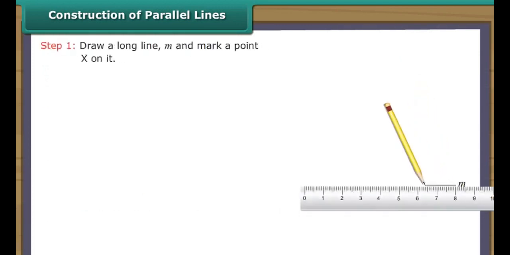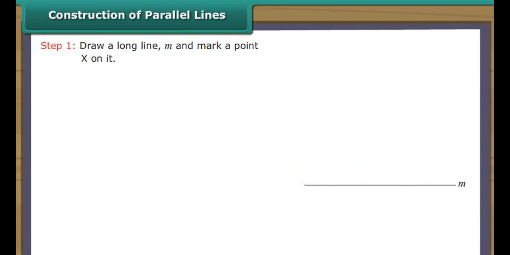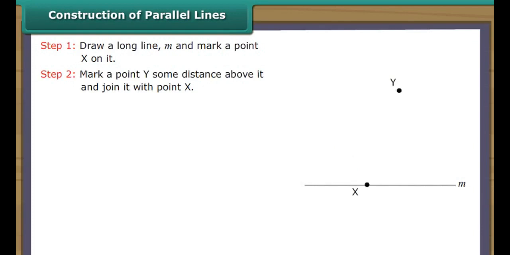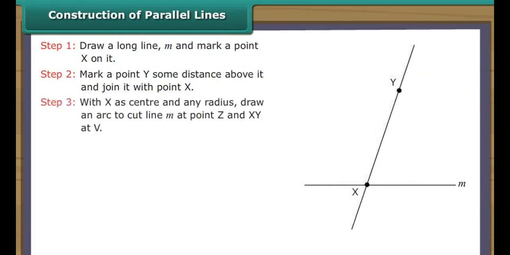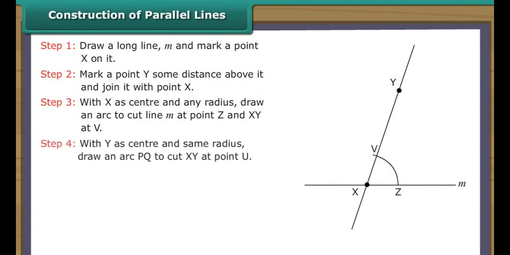Draw a long line, M, and mark a point X on it. Mark a point Y some distance above it and join it with the point X. With X as center and any radius, draw an arc to cut line M at point Z and XY at V. With Y as center and same radius, draw an arc PQ to cut XY at point U.